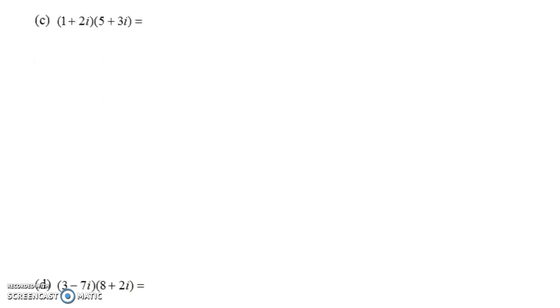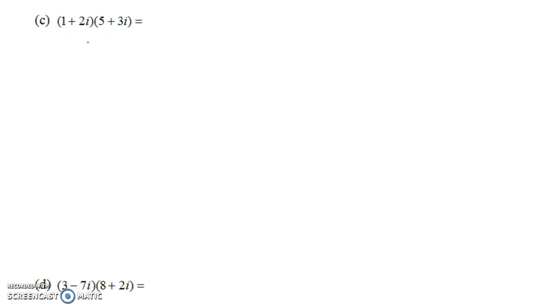Now multiplication is a little trickier. We don't just multiply the real parts and multiply the imaginary parts. In other words, we don't just do 1 times 5 and then do 2 times 3, right? What we have to do is FOIL this out. So we do 1 plus 2i times 5 plus 3i.